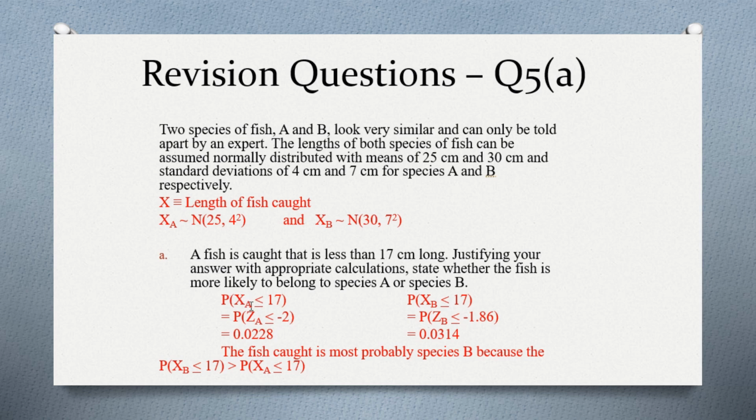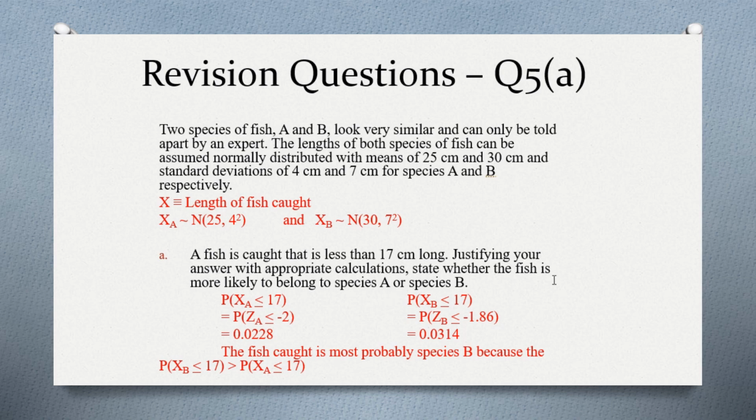So XA less or equals to 17. You know why it's less or equals to 17? Because this is normal, I didn't change anything. I'm using normal distribution, and normal distribution is continuous. XB less or equals to 17. So for A, you use the respective value for A. For B, you use the respective value for B. For A it is 17 minus 25, divide by 4. For B, you take 17 minus 30, divide by 7. So you will get your z-score accordingly here. Then you will find your probability as well. This shouldn't be a problem. So the species will most probably be B. Why? Because B has a higher probability.